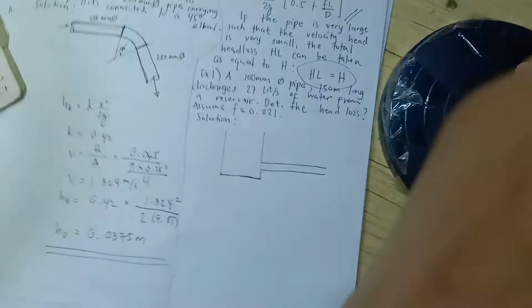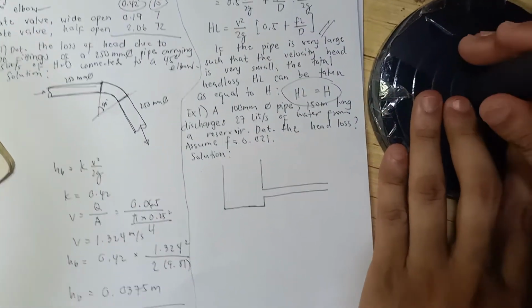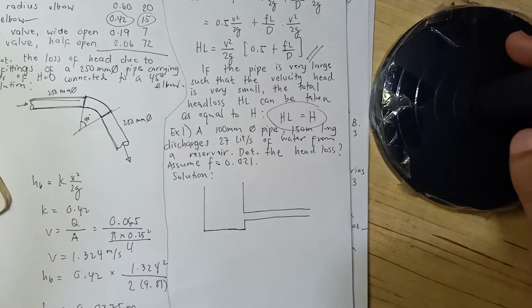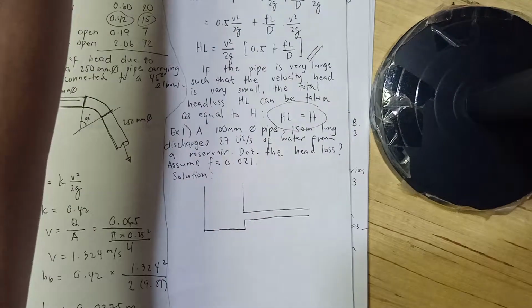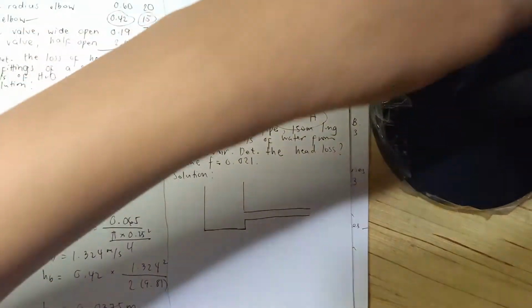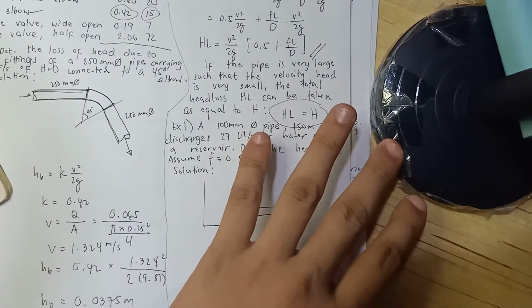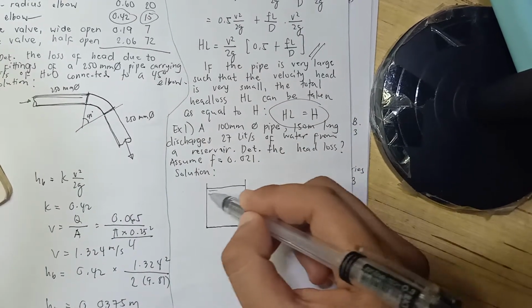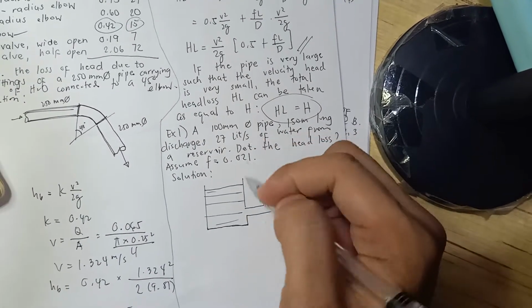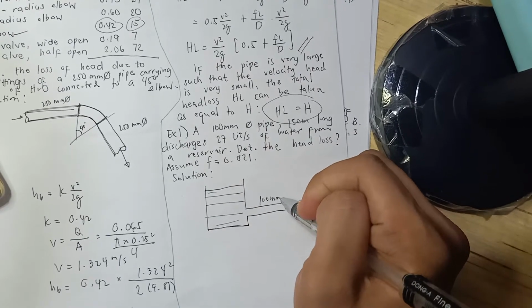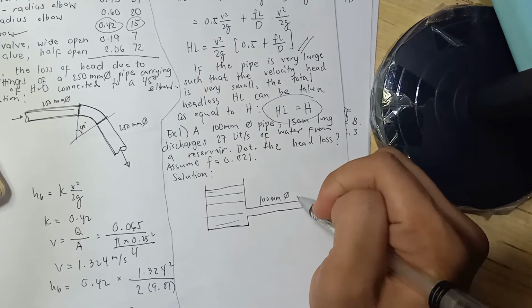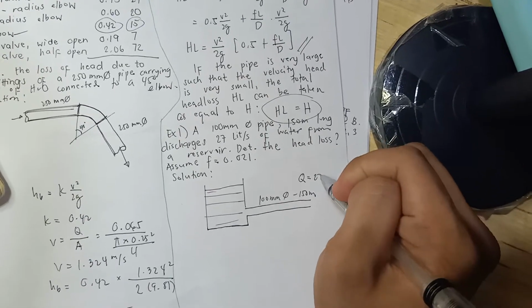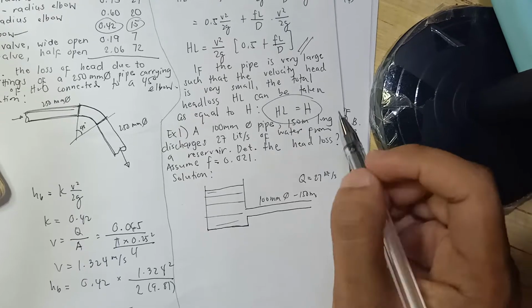Oh my god. So it fell over. Simple as this. This is a 100 millimeter diameter and 150 meters. The discharge is 27 liters per second.